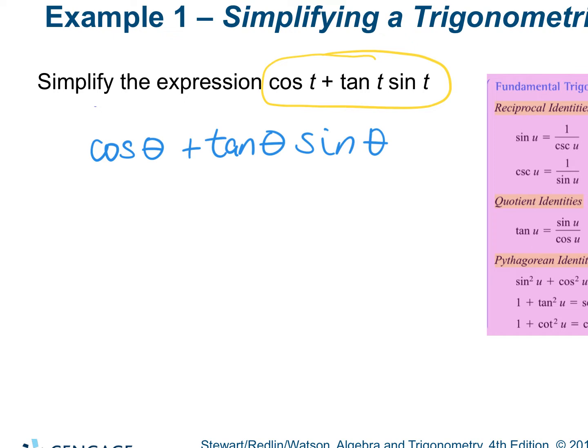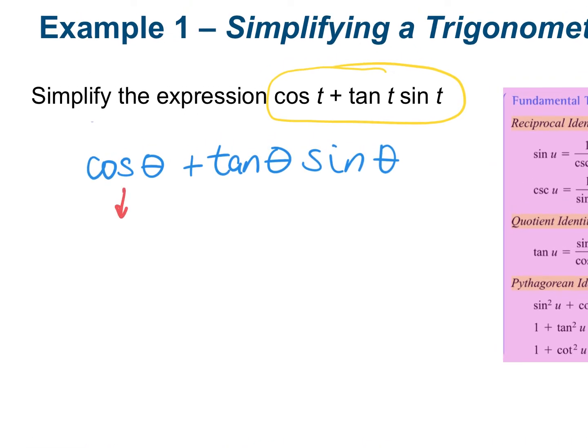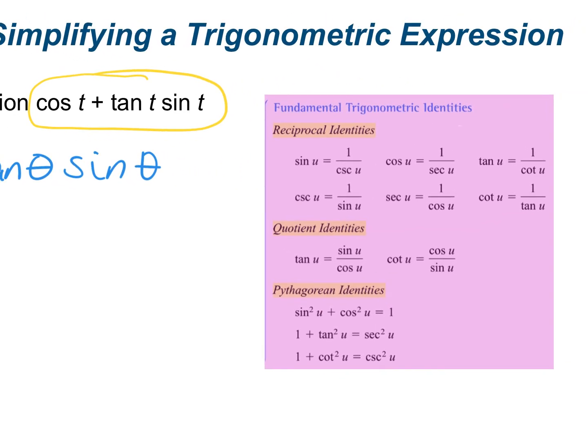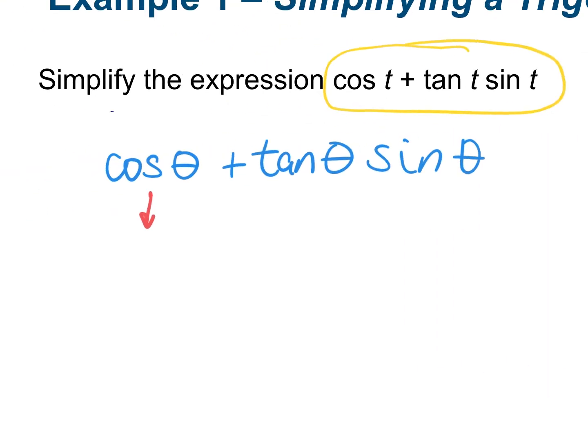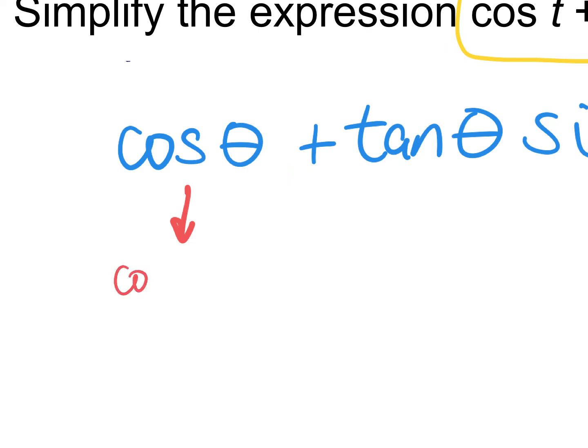So cosine. Can I make cosine any more basic than cosine? No. I mean, cosine is the same as 1 over secant. But if our most basic functions are cosine and sine, why would you go to secant? So you don't want to do that. So I'm just going to leave this. I'm going to write this as cosine theta. And if it had a denominator, it would be 1, right? Anything has a denominator of 1. So now I'm going to say plus.